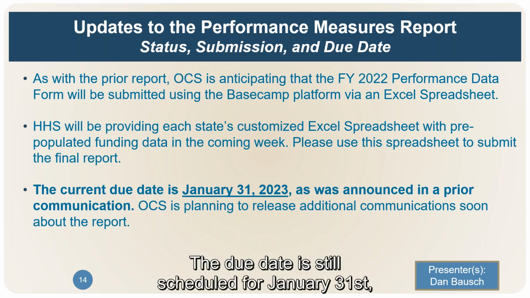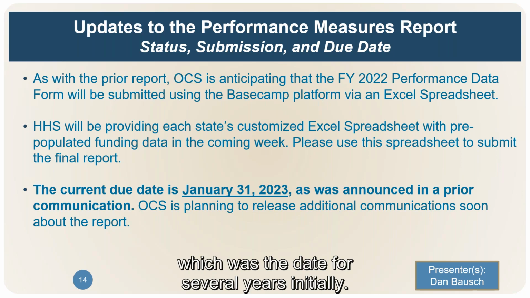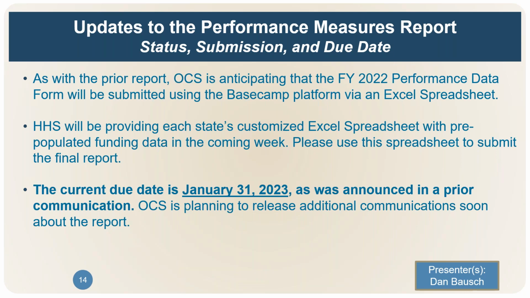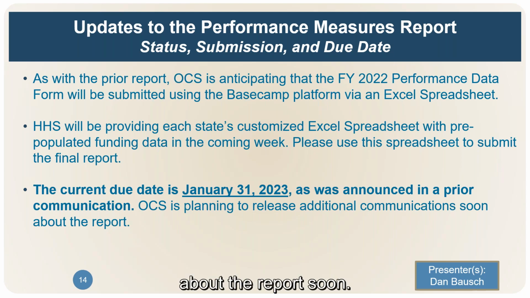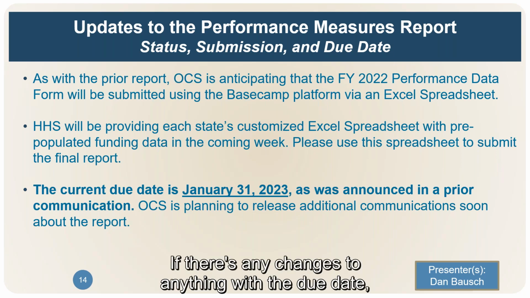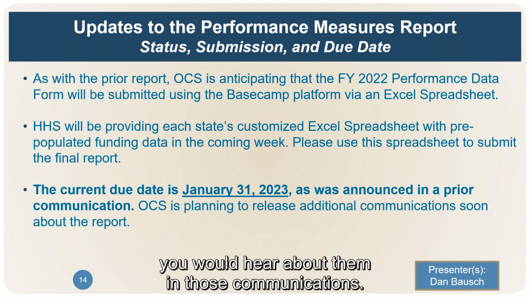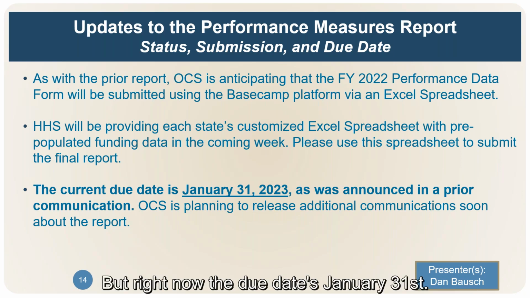The due date is still scheduled for January 31st, which was the date for several years initially. OCS is planning to communicate additional information about the report soon. If there are any changes to the due date, you would hear about them in those communications. But right now, the due date is January 31st.